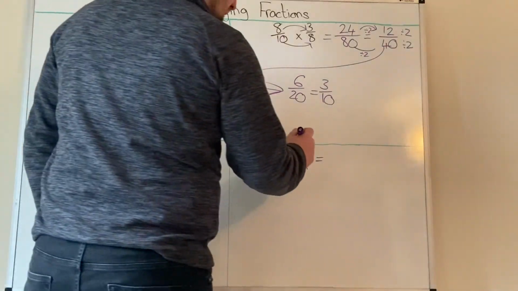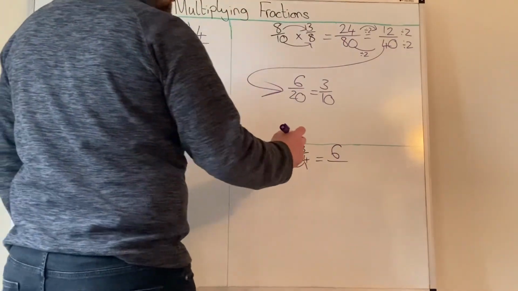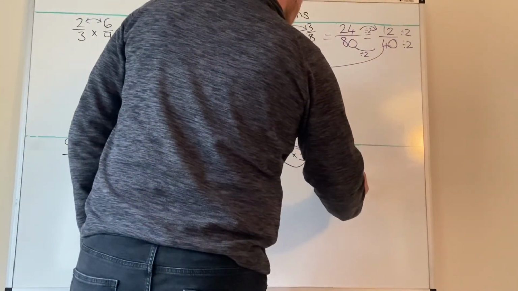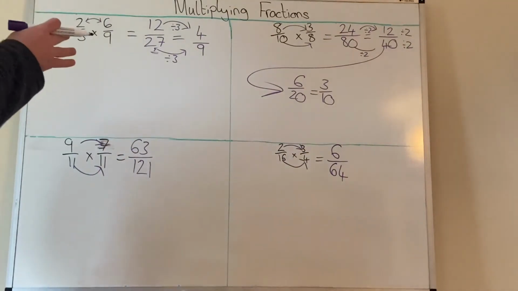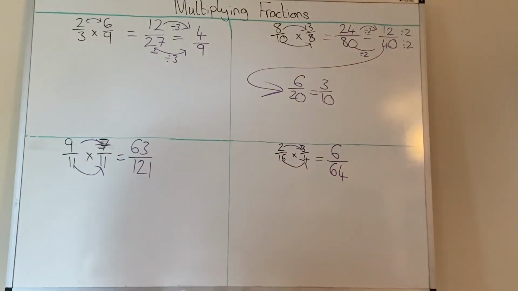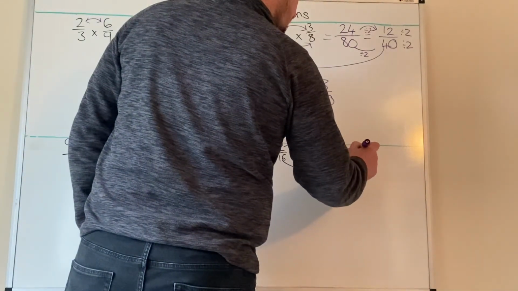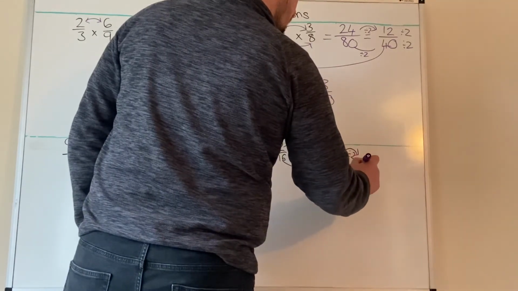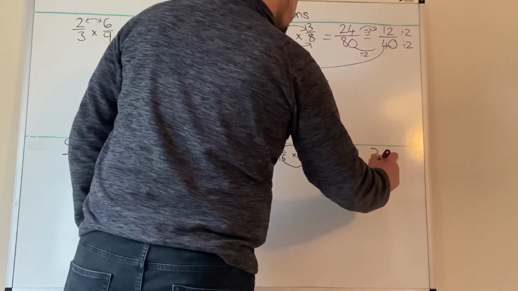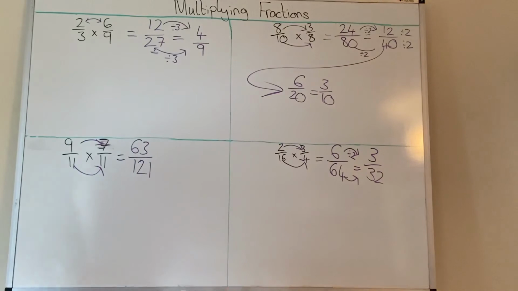So 2 times 3 is 6. 16 times 4 is 64. Everyone should be able to get to that point, okay? If we're not sure on that, we need to look at times tables. There is a video on multiplication as well if you want to have a look at that. Now we can simplify that, because we can divide that by 2 and we can divide this by 2. So we get 3 over 32, and that won't simplify any further.